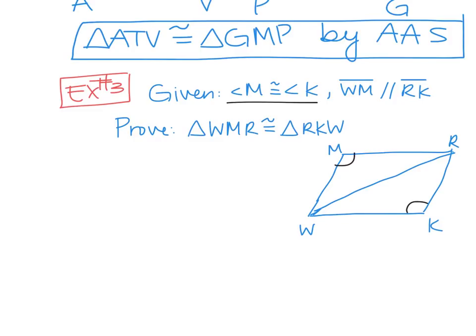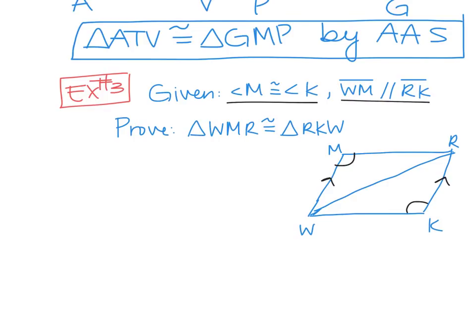We also know that we have lines that are parallel, and I feel like that's an easy one to skip, because it doesn't affect ASA or SAS with our markings. However, when you mark them parallel, it should trigger you to look for what? Alternate interior angles. When you have parallel lines, WM parallel to RK, chances are you're going to see some alternate interiors somewhere, okay? So that takes care of this one.